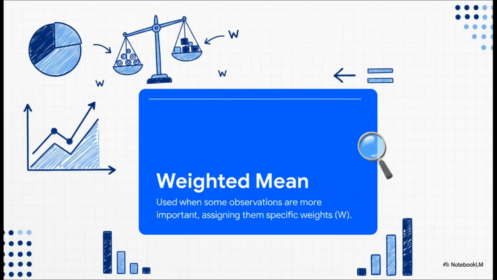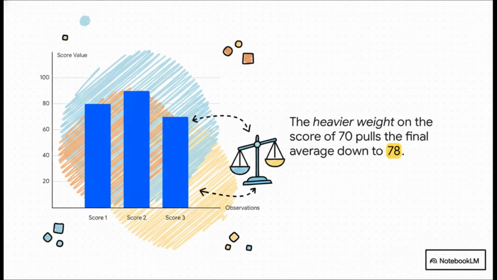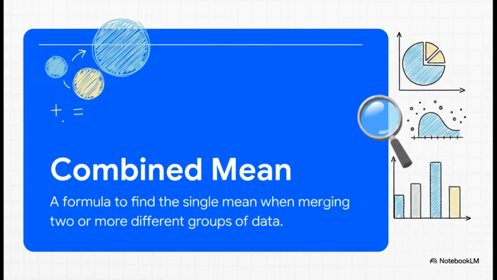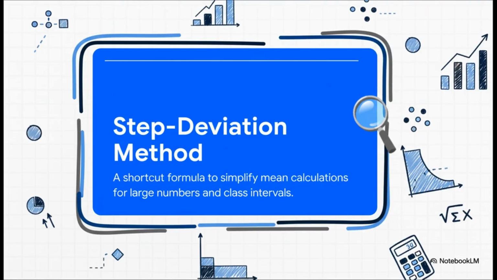Think of your GPA. Some grades are just worth more than others, right? See that? The heavy weight on the score of 70 really pulls the whole average down. Next, the combined mean. This is your go-to when you need to merge 2 different groups. And finally, step deviation. It's basically a math hack that makes big, messy calculations way easier.